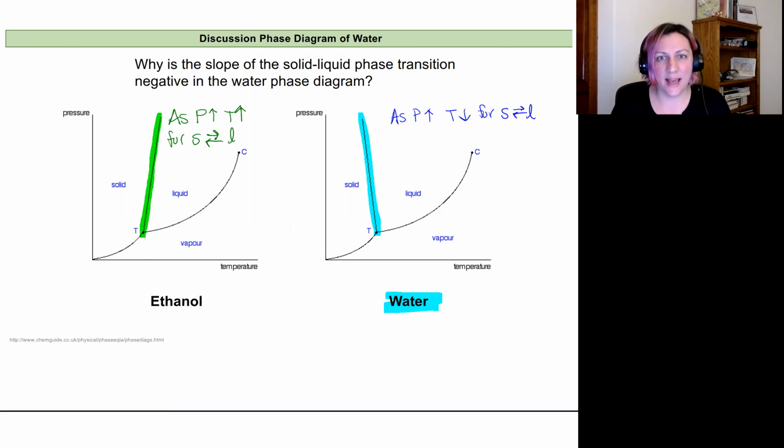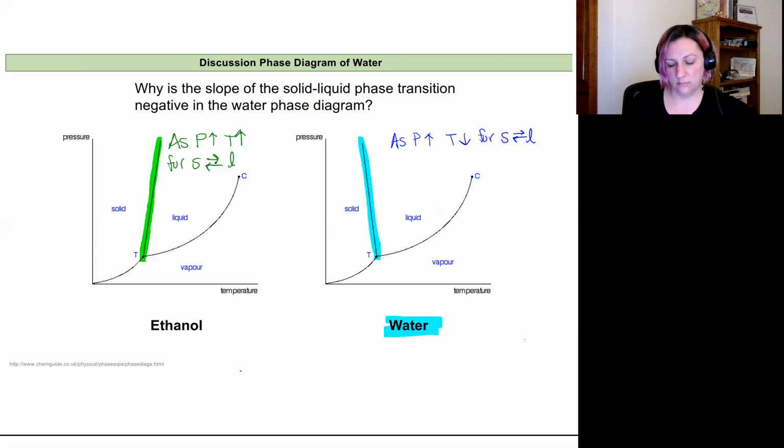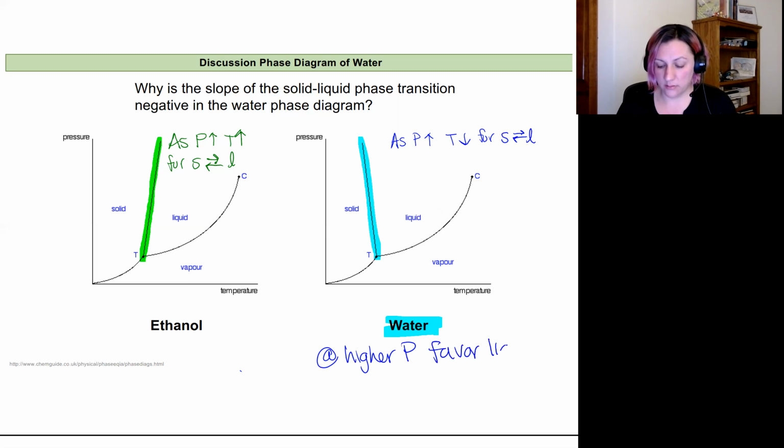So why is that? Well, a lot of this has to do with intermolecular forces, right? It's part of our theme. And really the density of water. So water is really unique in that the density of its solid is less than the density of its liquid. So this means that at higher pressure for water, it's going to prefer to be in the denser state. It's going to prefer to be a liquid. And that's because the density of our liquid is greater than the density of our solid for water.